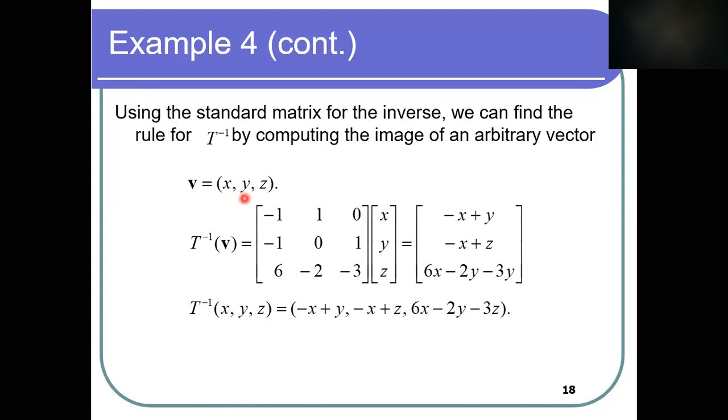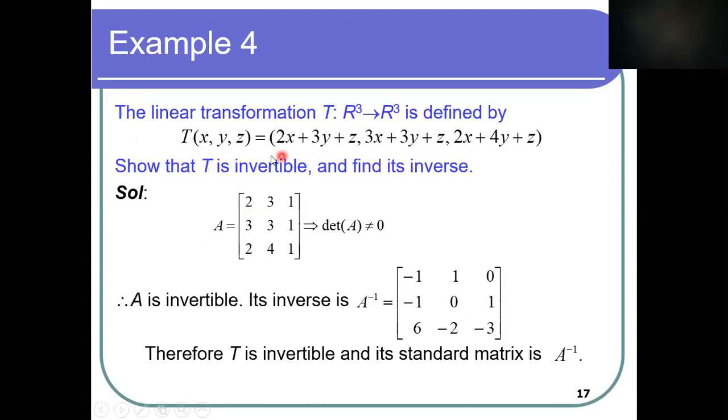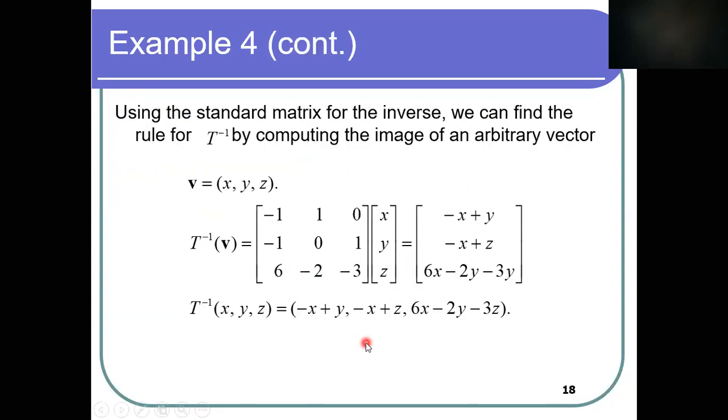V is any element of R3. So for T inverse of V, I have to multiply A inverse with the column vector X, that is three by one. If you multiply this, then you can easily get the inverse transformation of the transformation which is given here. So this is the inverse transformation.